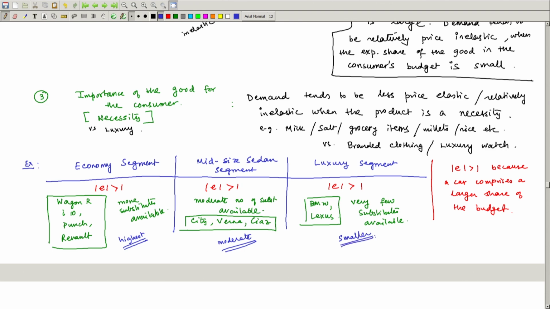Though keep in mind that all the values are going to be numbers which are bigger than 1. But if I wanted to compare between these three segments, I am going to see the highest value of E for the economy size segment, followed by the mid-size sedan segment, followed by the luxury segment.